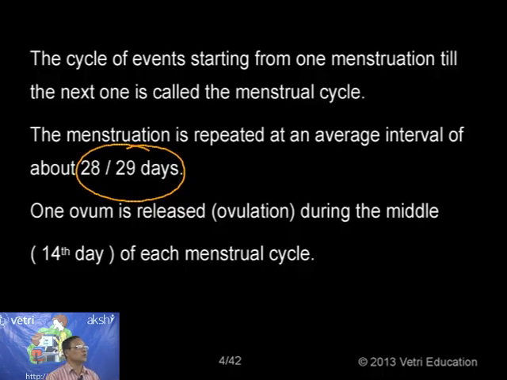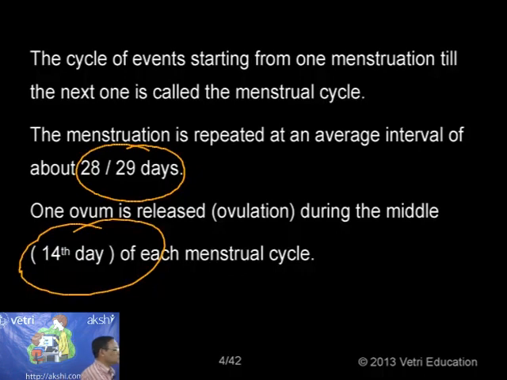What we call the release of the egg from the ovary is called the ovulation process. It occurs normally in the middle part, the mid-cycle of the menstrual cycle, exactly on the 14th day. So the 14th day, starting from the day of menstruation, is the stage at which the egg is released, and that phenomenon is called ovulation. Don't forget, ovulation always occurs normally on the 14th.